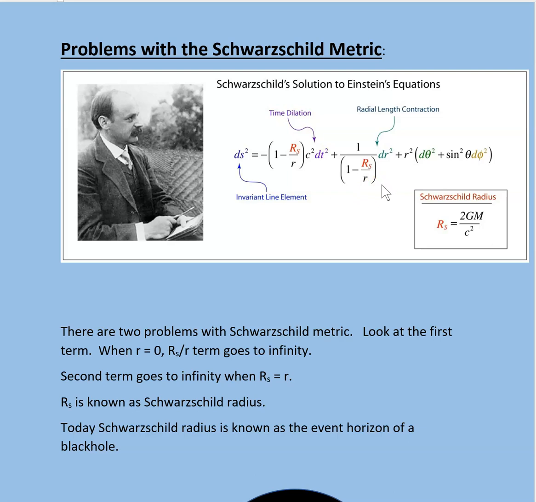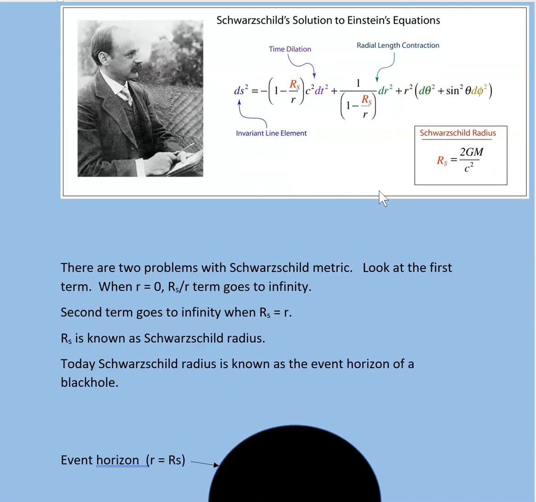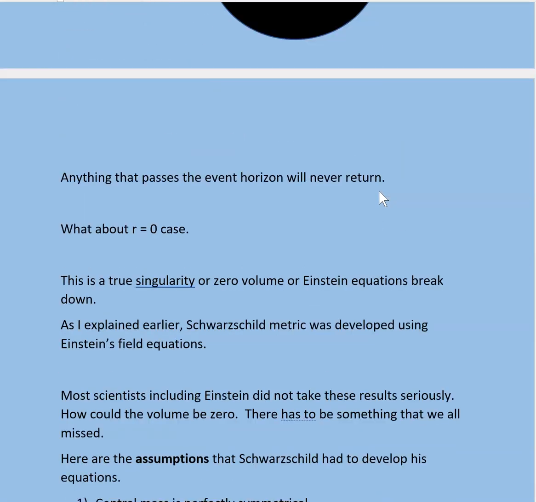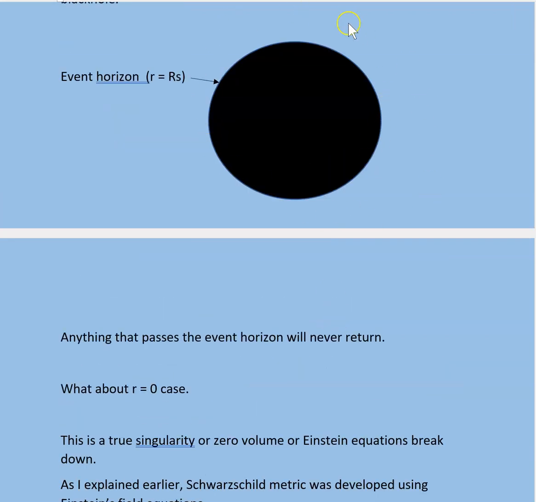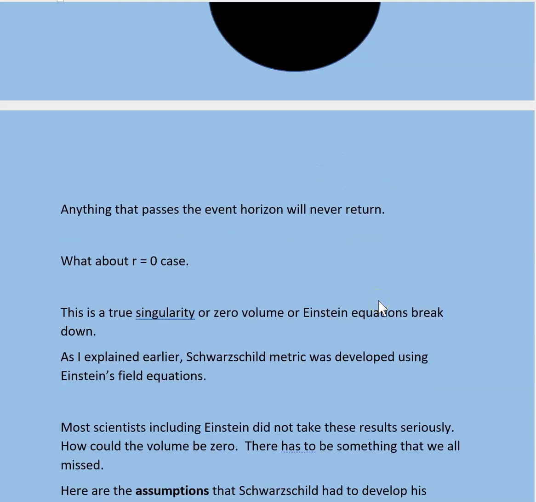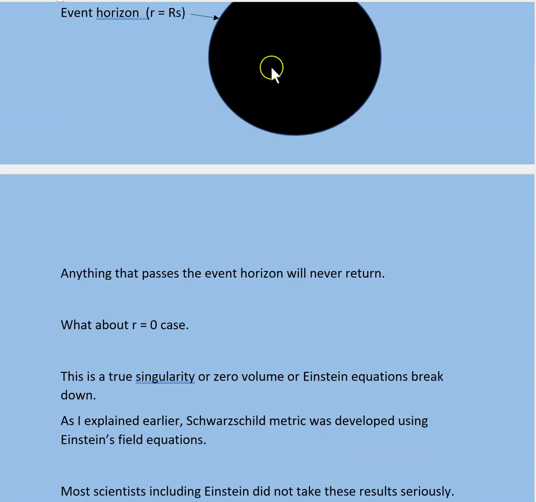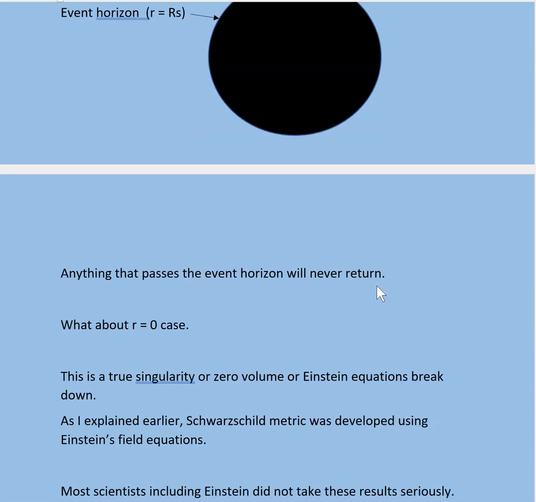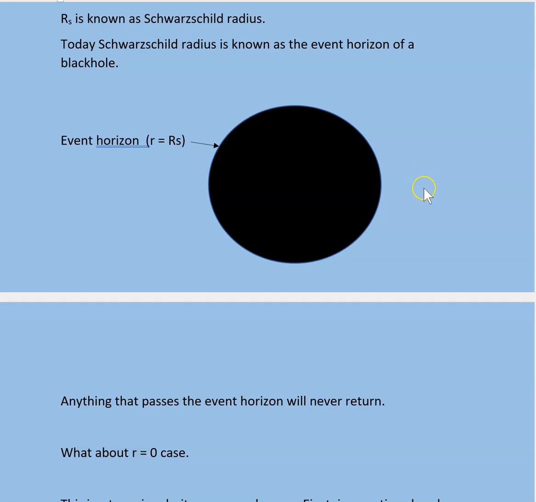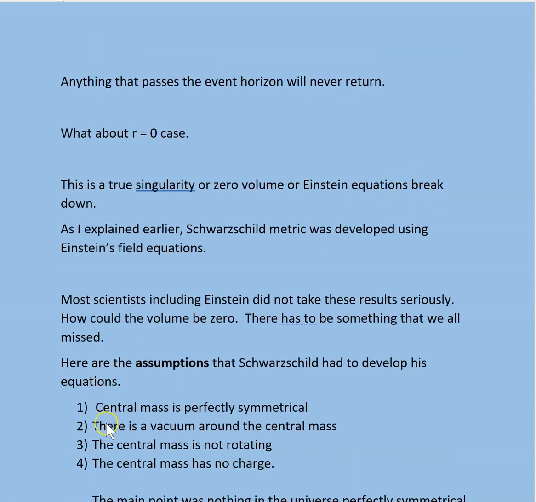But people did not take seriously what these equations were saying. And also Schwarzschild had assumptions. He assumed the central mass is perfectly symmetrical, a perfect sphere, and there's a vacuum around the central mass. So if you have a mass, sun or something, all the mass is here, all around is a vacuum. And generally it's true. The central mass is not rotating. That's not true. Sun, planet, everything rotates, but it's very slow rotation. The central mass has no charge. So these are the assumptions he had, and the main problem was with this first assumption.